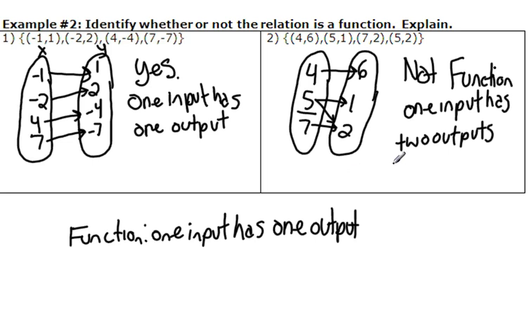And more specifically, if you're confused, 5 goes to 1 and 2. So that input has two different outputs. All right, let's move on.